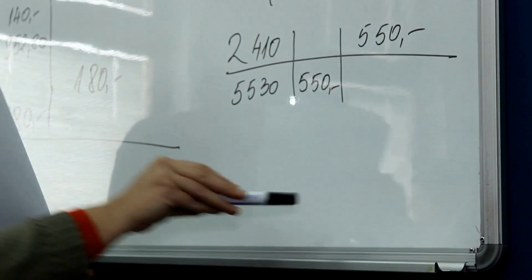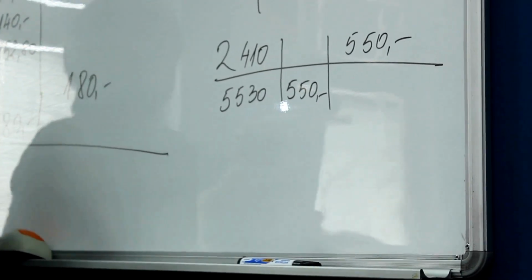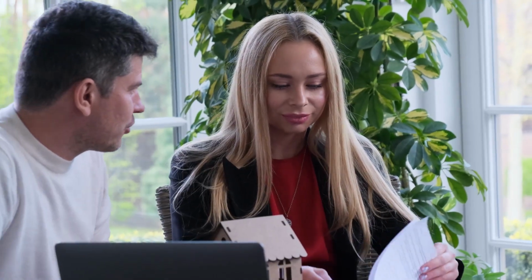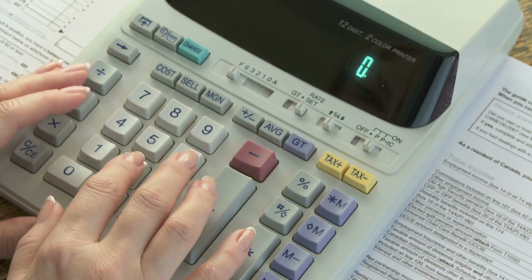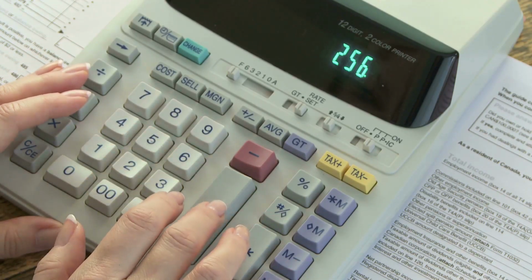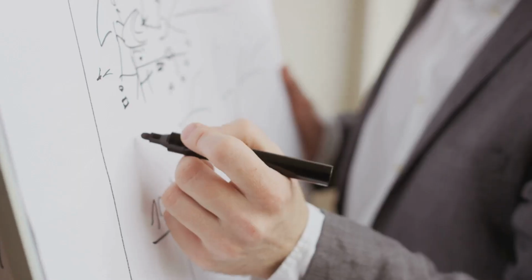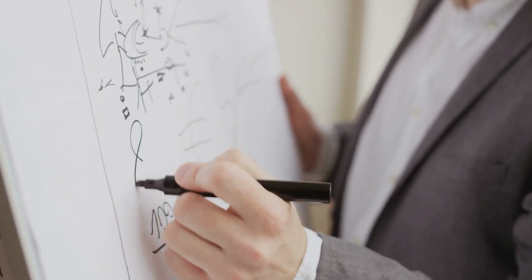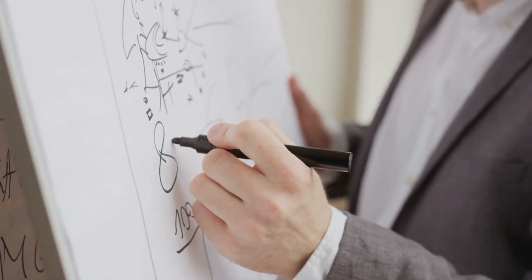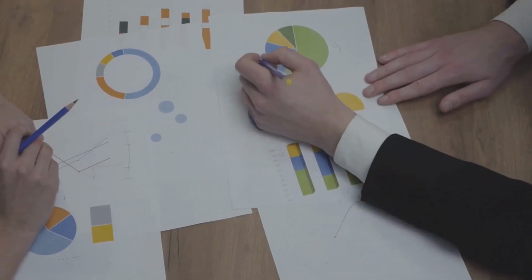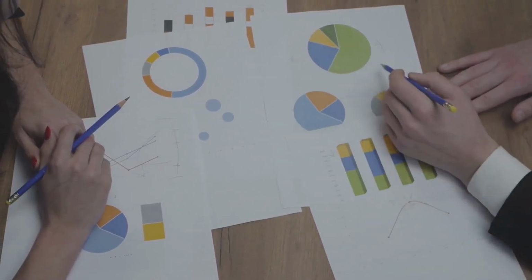Section 4. Calculating ownership costs. Owning a rental property comes with various expenses. Accurately calculating these costs is essential for determining profitability. The 50% rule is a simplified method for estimating operating expenses. It suggests that operating expenses will be about 50% of the rental income.